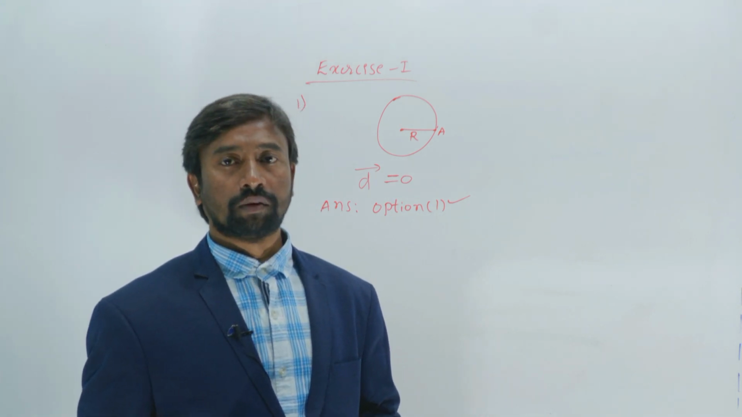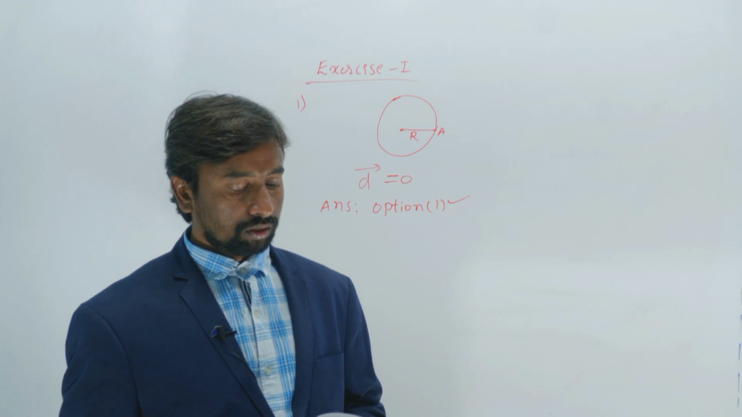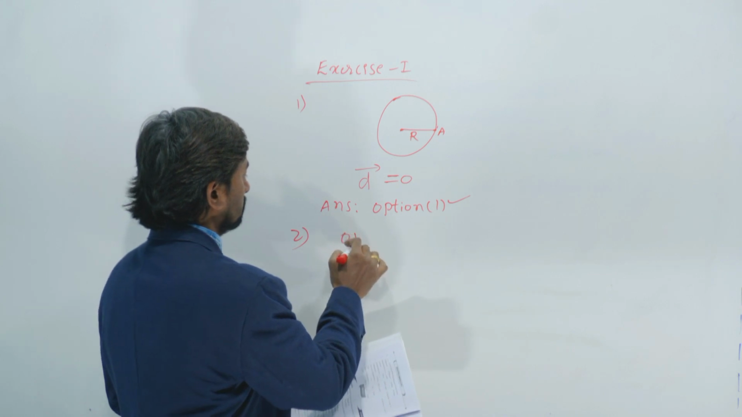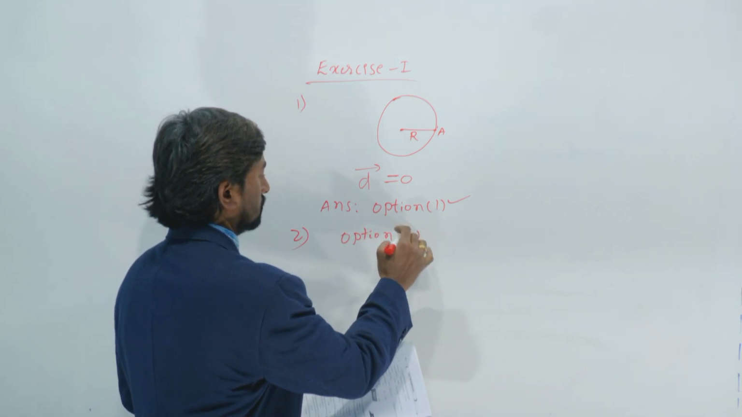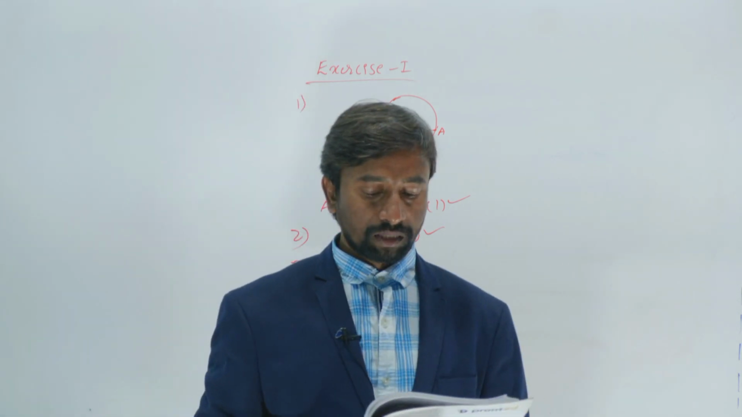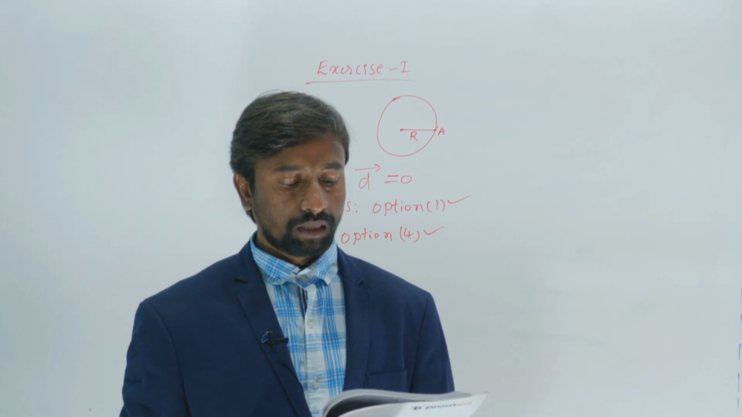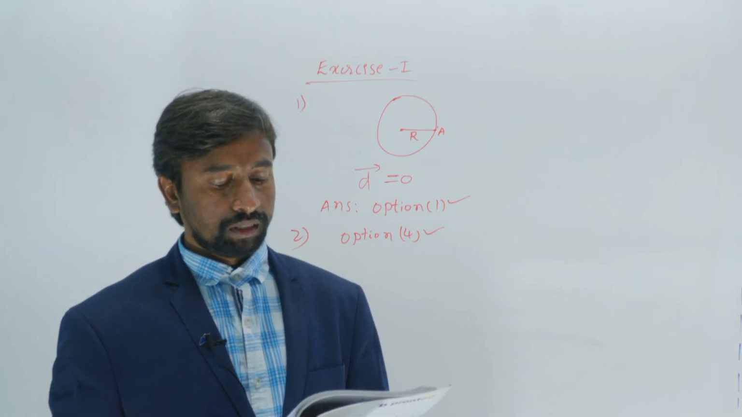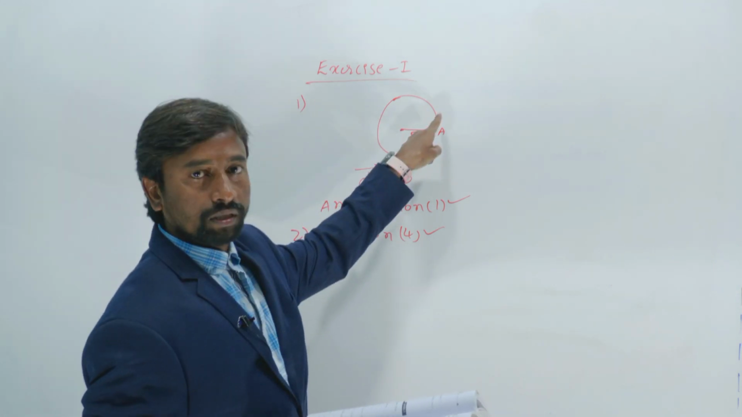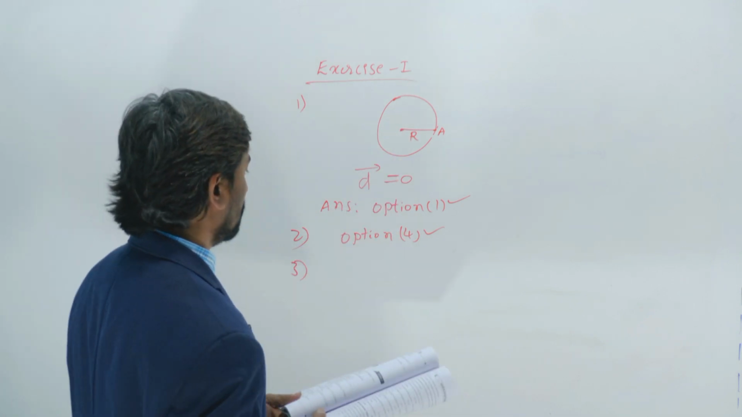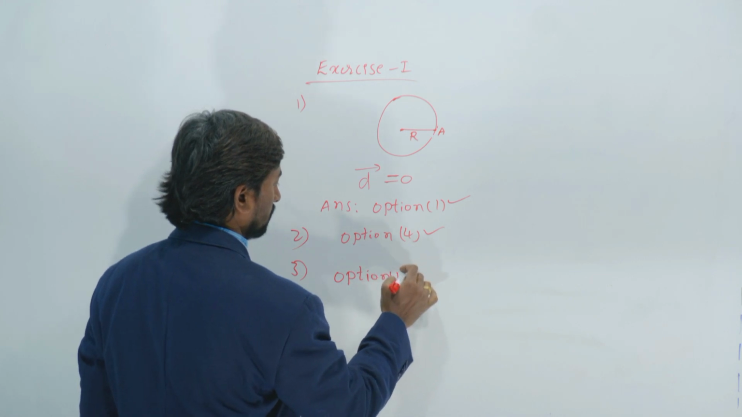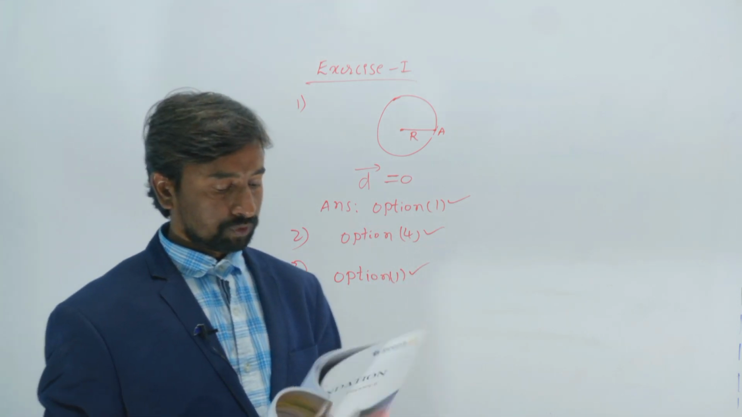Next, if the distance covered by the particle is 0, what can you say about its displacement? Distance covered by the particle is 0 means displacement is also 0 there. It must be 0. So second one is option 4. Option 4 is right. And third one you see here. If the displacement of the particle is 0, distance covered by it. In this example, displacement is 0, but there is a distance, no? Distance is present there. So now it may be 0 or may not be 0. So here answer is option 1.